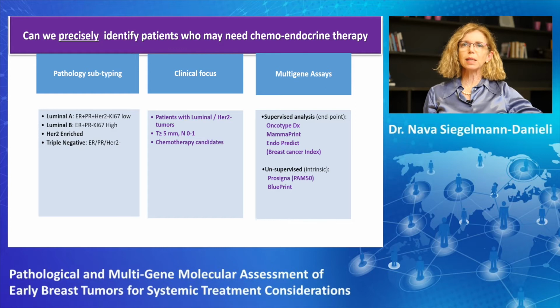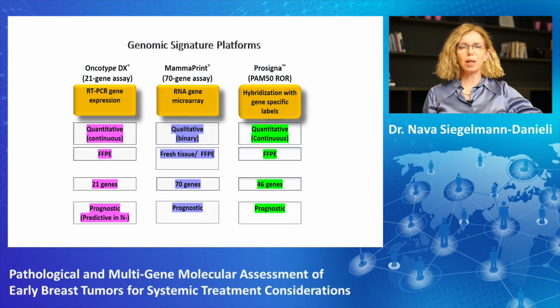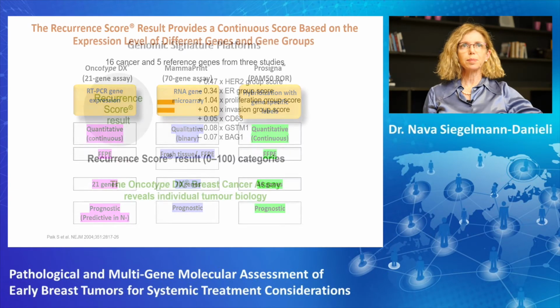The unsupervised approach is more looking at the intrinsic subtypes, but tries to use a lower number of genes instead of the 100 genes, a couple of tens of genes. So Prosigna uses 46 genes. I'm going to focus now on the three tests that we use in Israel most commonly, which are either the Oncotype, the 21 gene assay, the MammaPrint with the 70 gene assay, or the Prosigna PAM50 with 46 genes.